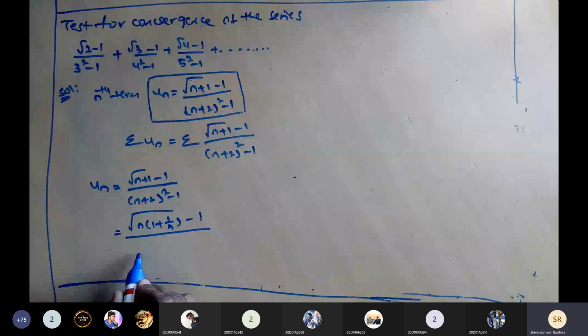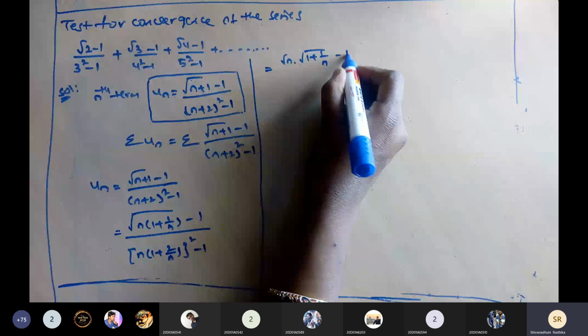Is it clear, all of you, any doubts? Now see here, in the numerator we can write it as root n into under root of 1 plus 1 by n, minus 1. In the denominator also, n.